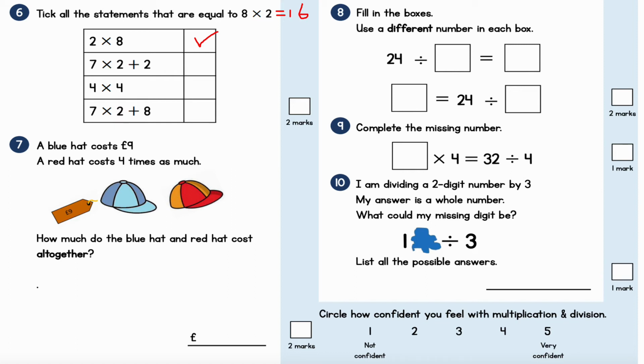7 times 2 plus 2. So here I've got to use what I call BIDMAS. So I do this bit first. 7 times 2 is 14. Add 2 is 16. That's also right.